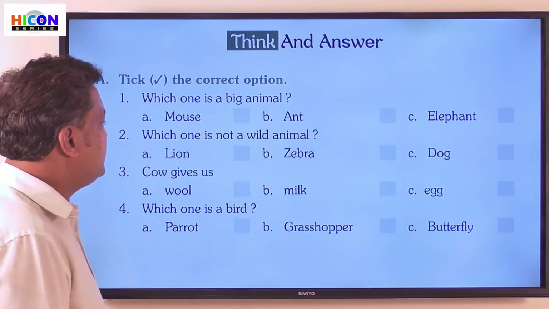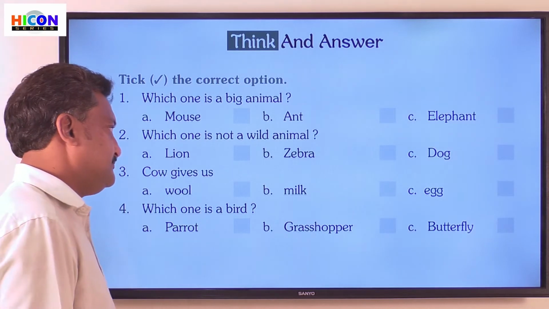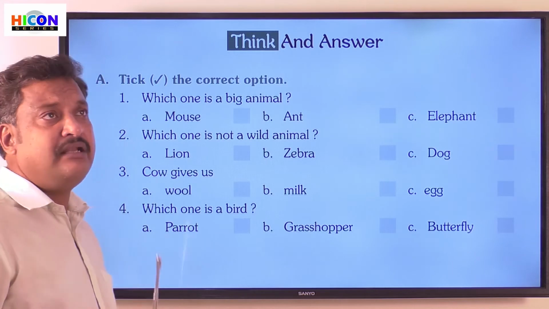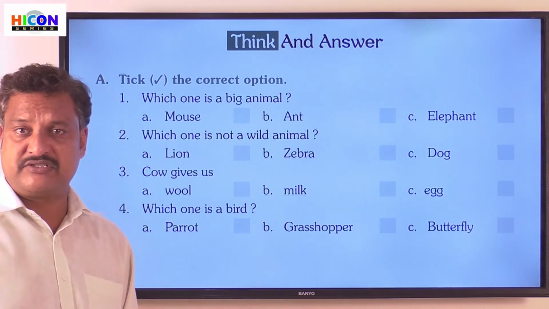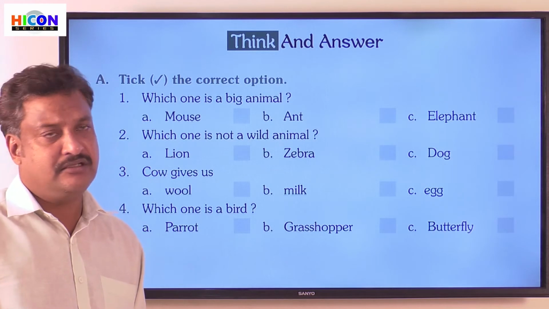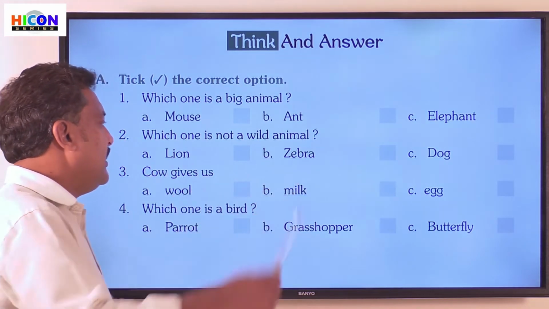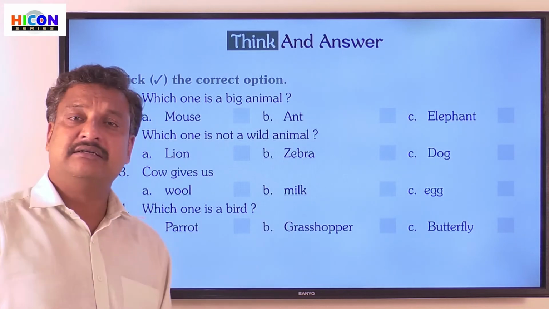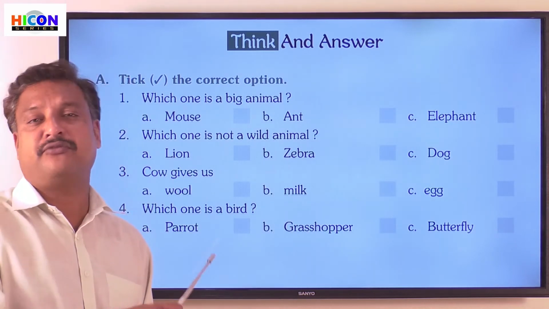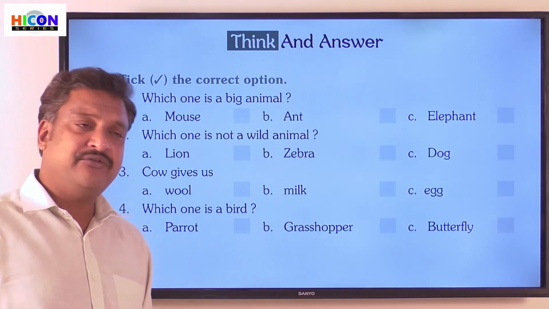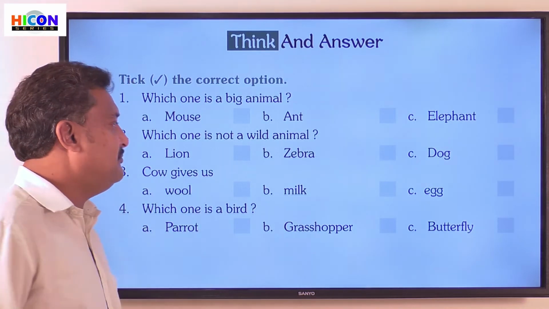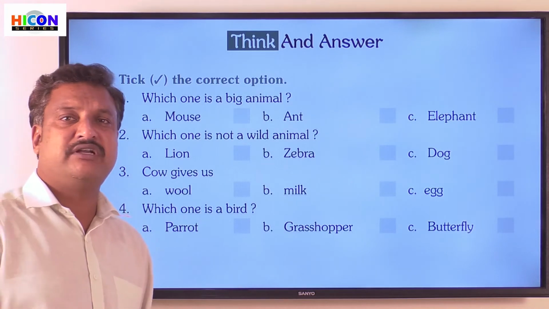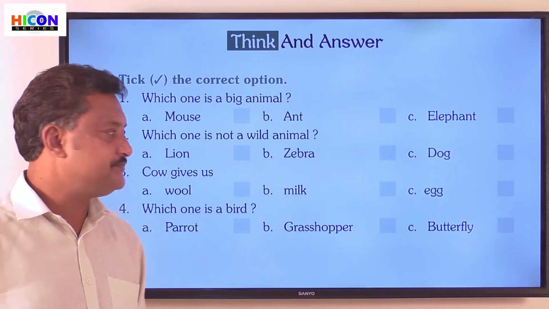Now, which one is not a wild animal? What do we mean by wild animal? Animals that live in a forest are called wild animals. So, which one is not a wild animal means which of these animals doesn't live in a forest? If we check that, then we can understand which one is not a wild animal.